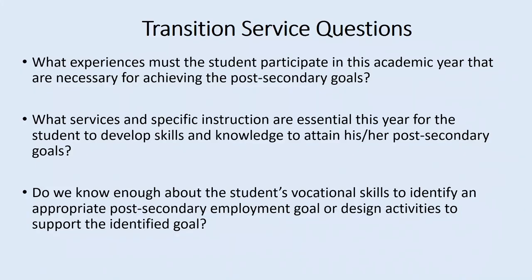So it's forcing you a little bit to think about it year by year, while at the same time you keep the overarching post-secondary goals in mind. What services and instruction are essential this year? And that's where we do see that the academic needs of the student are still appropriate. They're still important. And for some students, they are the most important. For other students, they're not the most important. But certainly you have to consider that kind of instruction. What do we have to do this year to keep moving towards the post-secondary goal?